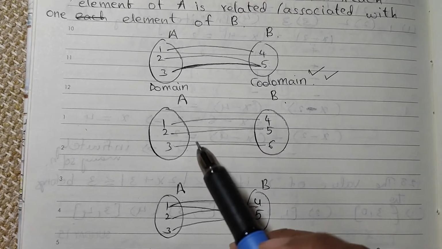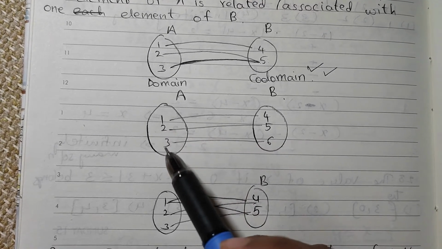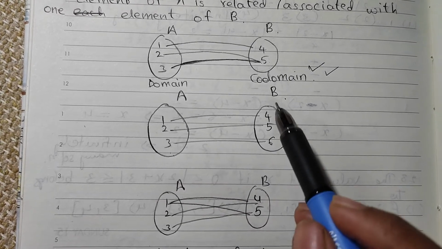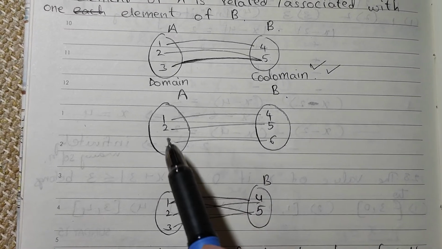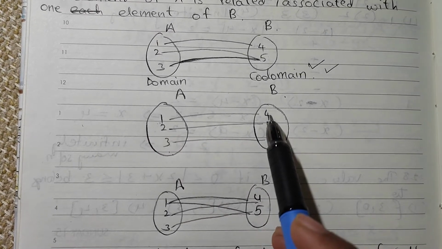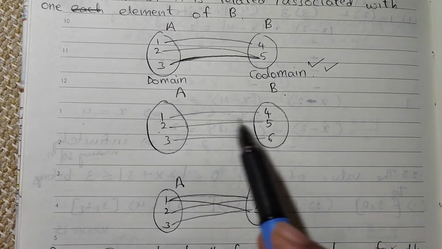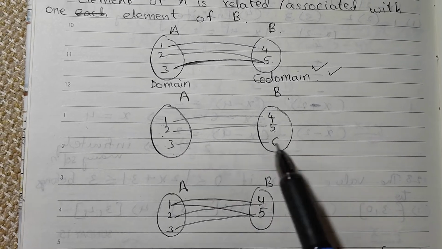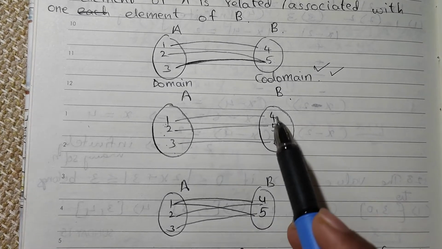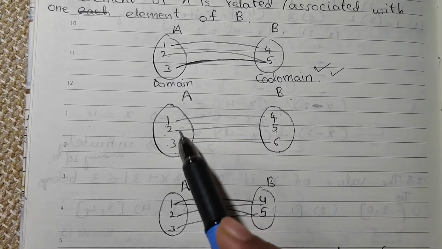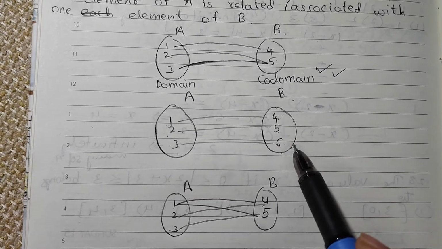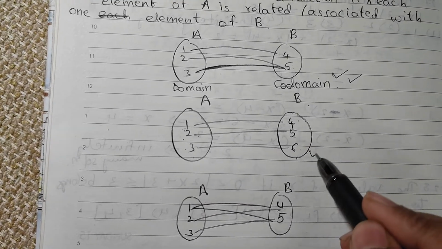Yes, in the second example we have taken 1, 2, 3 in the domain set A and 4, 5, 6 in the codomain set B. So in domain set 1 is related to only one element in B, 2 is related to only one element in B, 3 is related to only one element in B, that is 6. So here 1 is related to only one element, that is 4, 2 is related to only one element, that is 5, 3 is related to only one element, that is 6. So this is also a function.